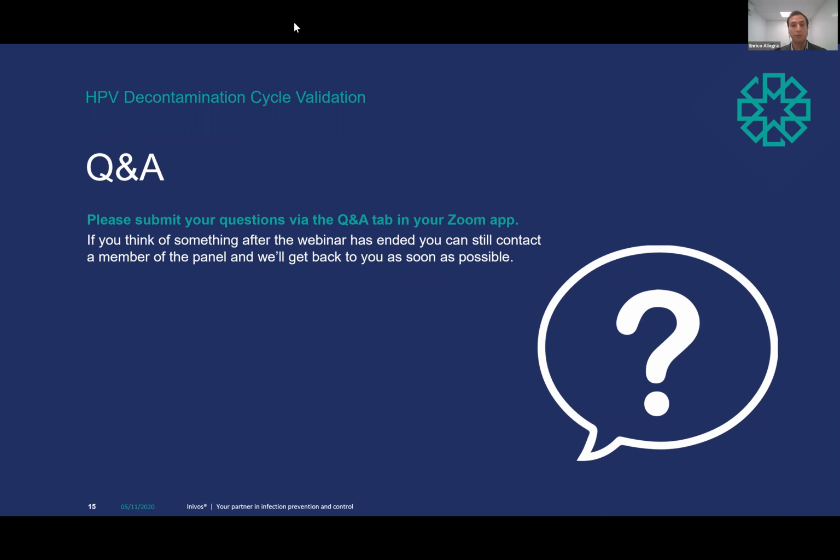And I guess that's why it's so important to validate these parameters, because once you have all these parameters validated, then again, the size of the room, the contents of the room may just make the cycle slightly longer, but it will not affect its efficacy, if that makes sense.